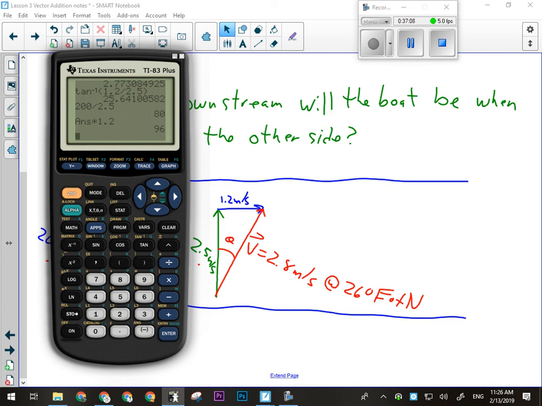East. Yeah, we would say east because I gave east in the question, but if it didn't give east, you'd say downstream. Yeah.